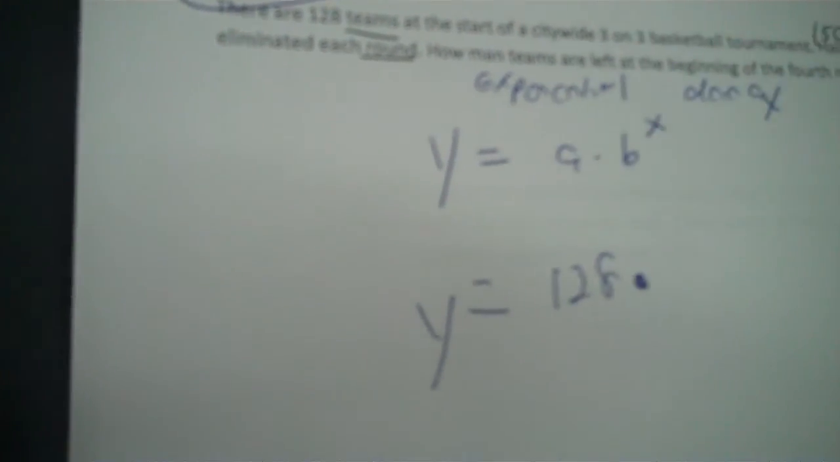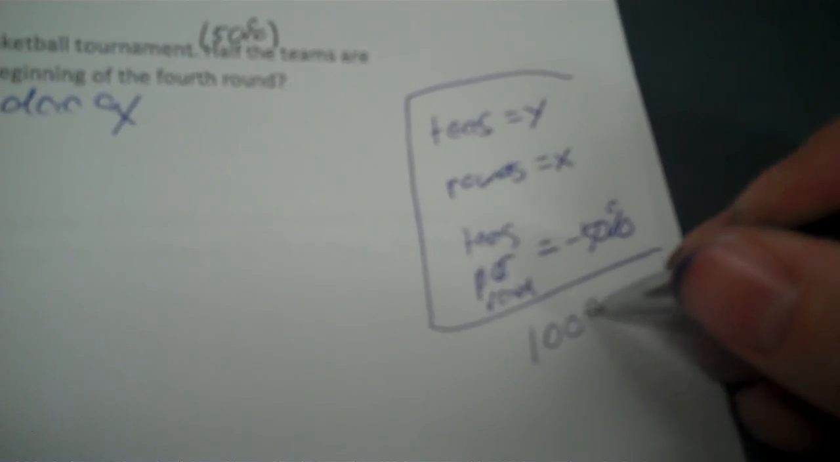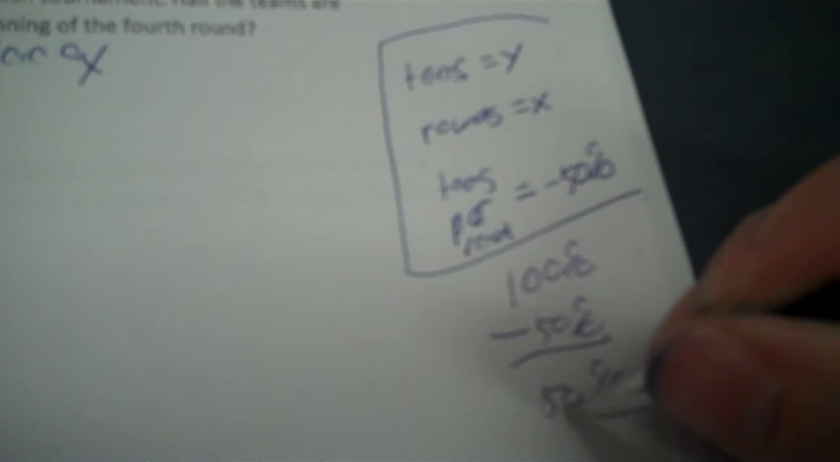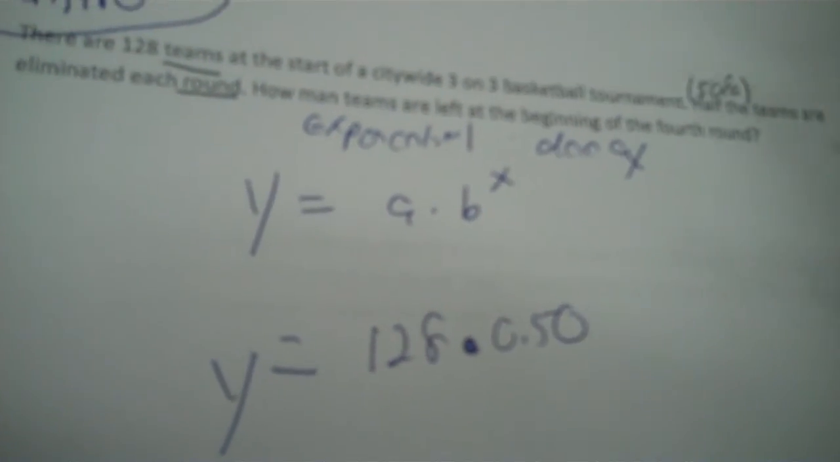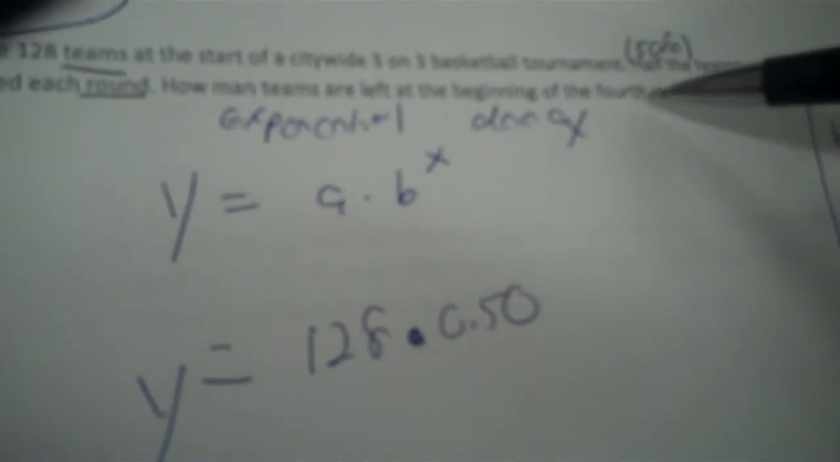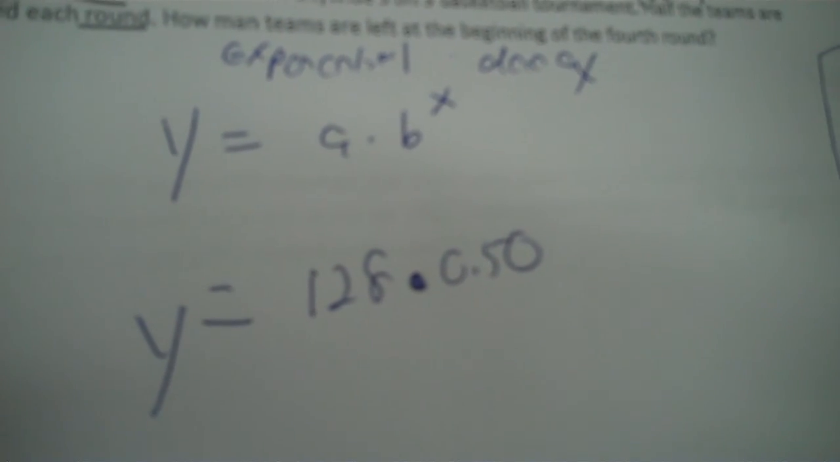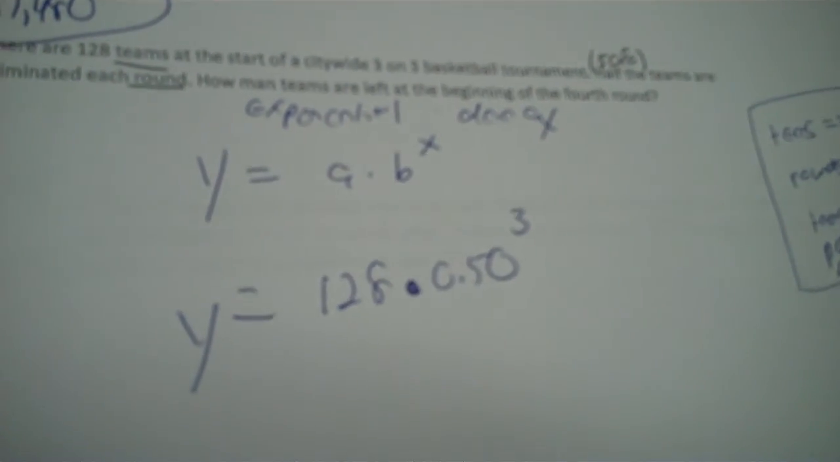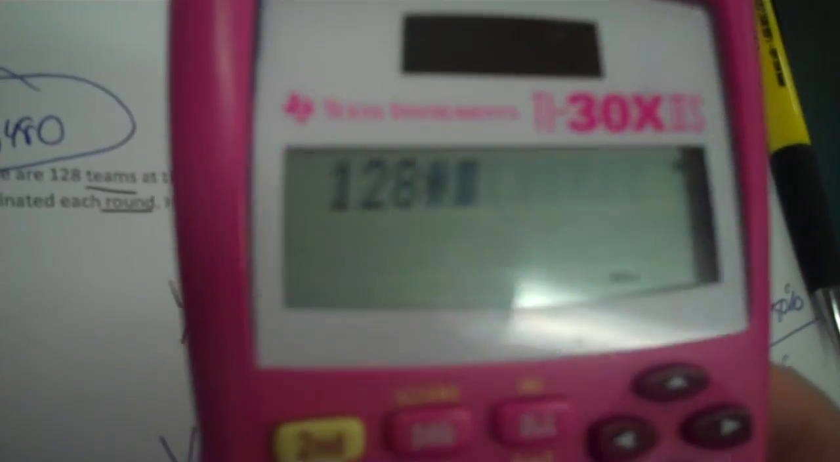Okay, so the teams you begin with are 128. Then the decay factor is found by taking 100% minus 50%, that's 50%. So 0.50, and then X is the rounds. Well, you don't put 4 in, you have not played the fourth round yet, so it's 3. If I take 128 times 0.5, that's going to make it decay, raised to the power of 3, I get 16.